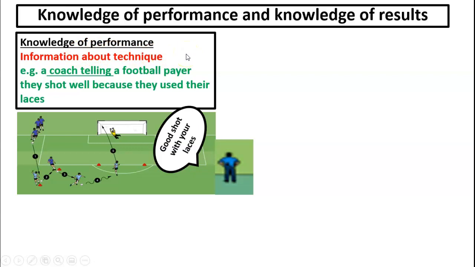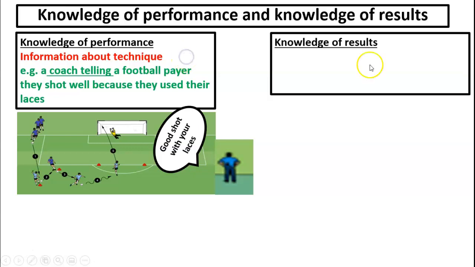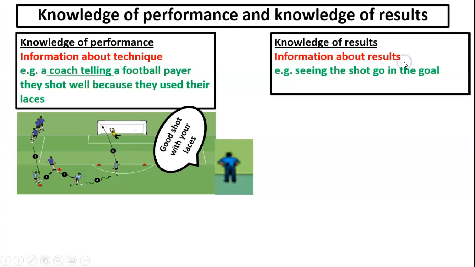Now the flip side to that, the opposite, the other type of feedback, if we have knowledge of performance, which is information about technique, the other type of feedback then is knowledge of results. Now knowledge of results is translated into information about the results. And what I'm going to ask you to do is just change that here. Information about the outcome. So if I can ask you to change that now and just remove results, because we do need to translate that. That's a mistake by me. So information about outcome of performance. For example, seeing the shot go in a goal or scoring 3 goals in a game.